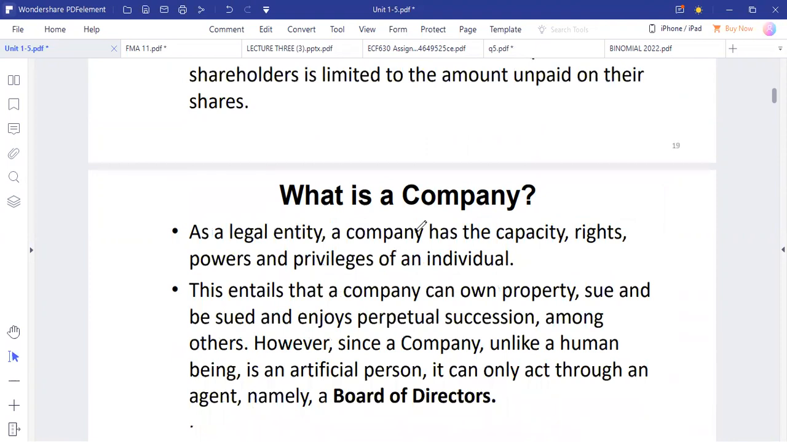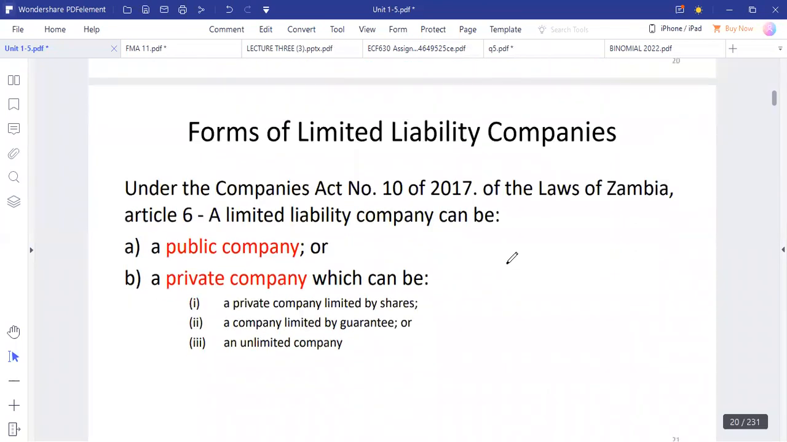So what is a company? A company is simply a legal entity that has a personality of its own. It is a person on its own that can sue and be sued. It owns property and enjoys the benefits of a person. It acts through what we call a board of directors who report to the shareholders.